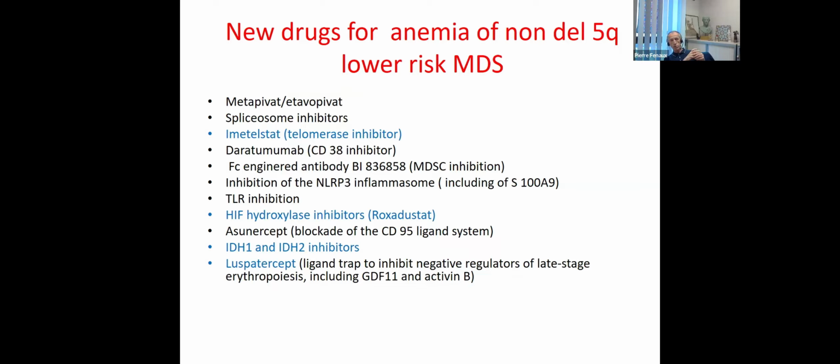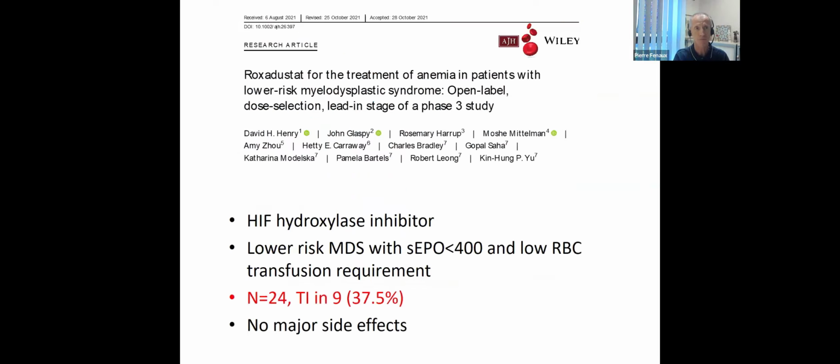Among the ones in blue, I will not detail IDH1 or IDH2 inhibitors. They work pretty well in this situation, but those mutations are seen mainly in patients with high-risk MDS or even acute myeloid leukemia. But once again, those mutations are quite rare in lower-risk MDS. So let's see the other drugs.